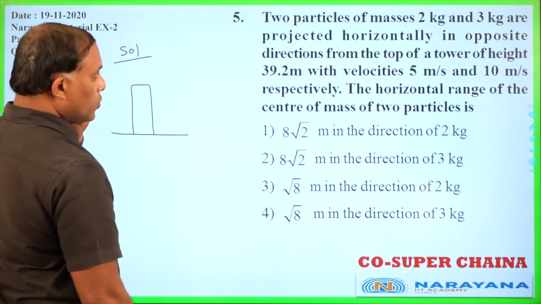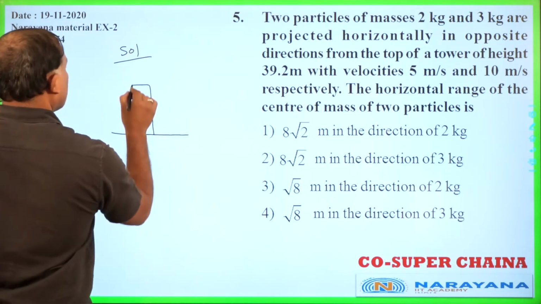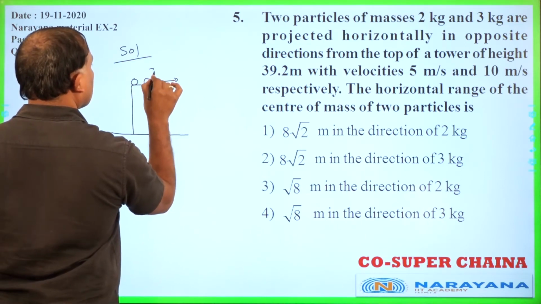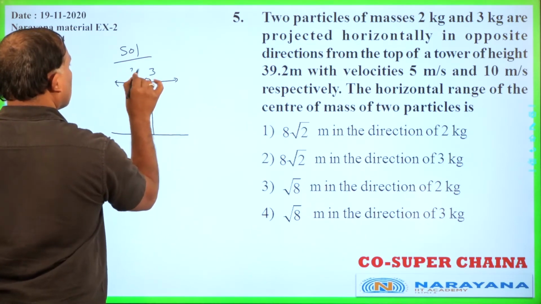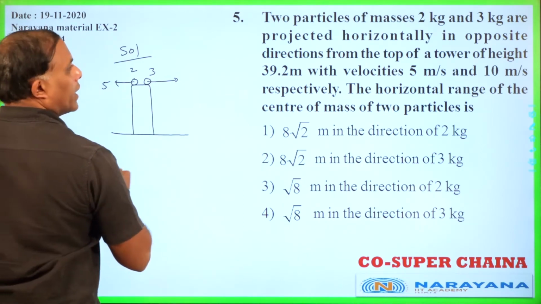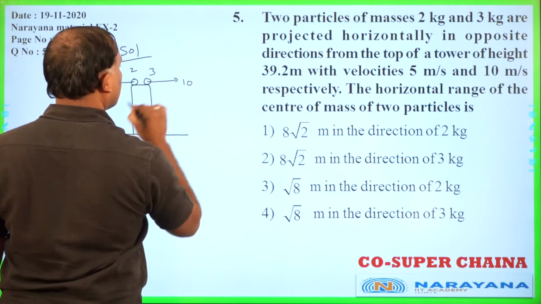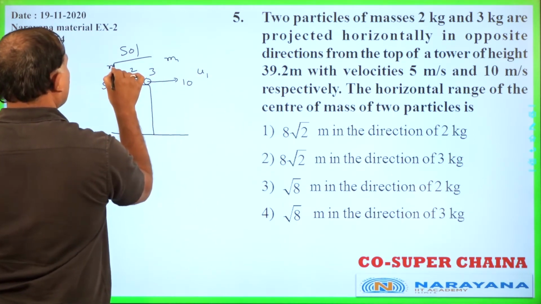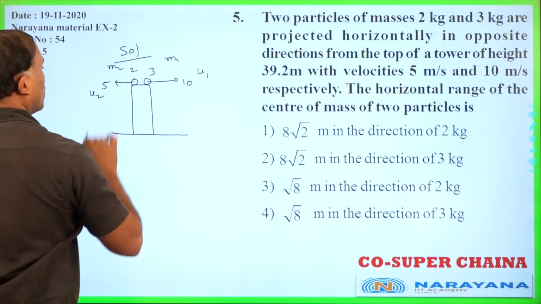What are the masses given? 2 kg and 3 kg. So this is 2 kg and this is 3 kg projected. 2 kg is with 5 and 3 kg with 10. Let me take this as M1, U1, and this as M2, U2.